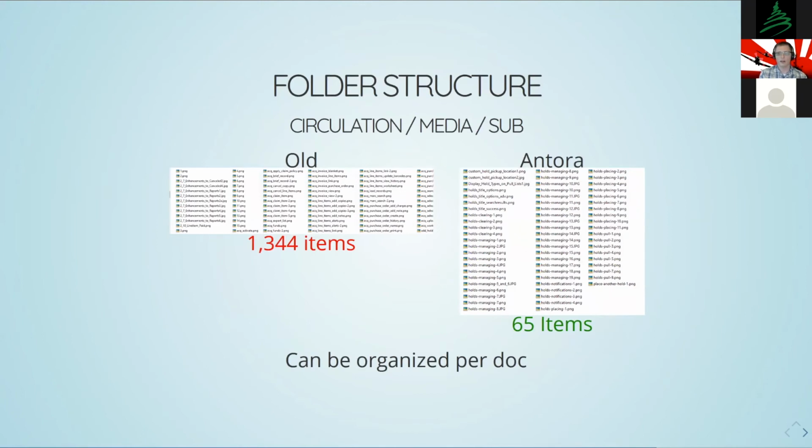And then here we are with the images for circulation. On the right-hand side, there are 65 total images that are called out in our circulation. And on the left-hand side, of course, we still have the 1,344 items all slammed into one folder.